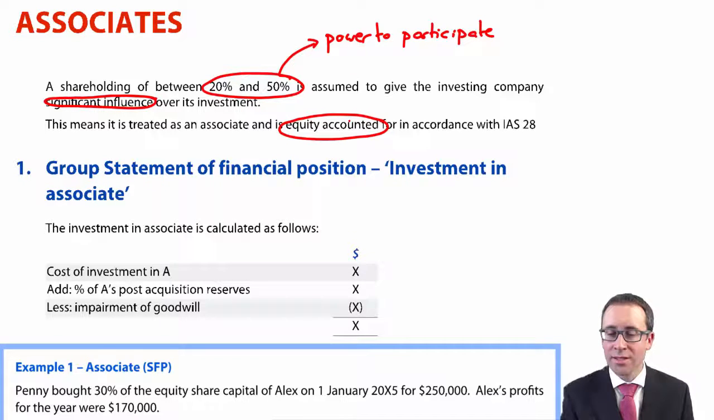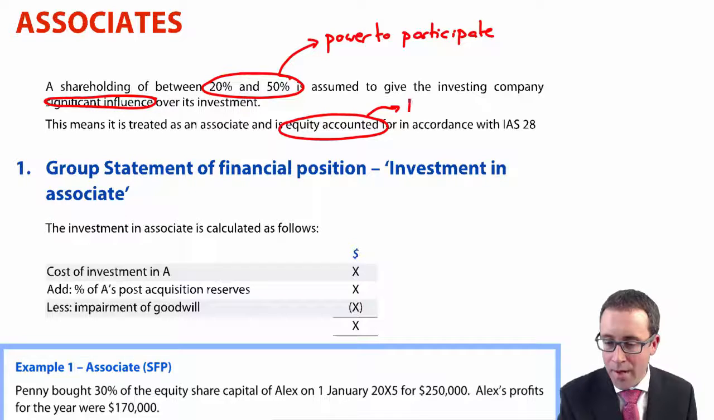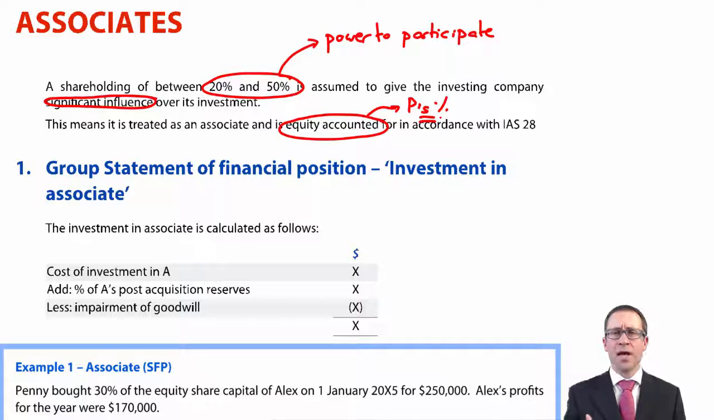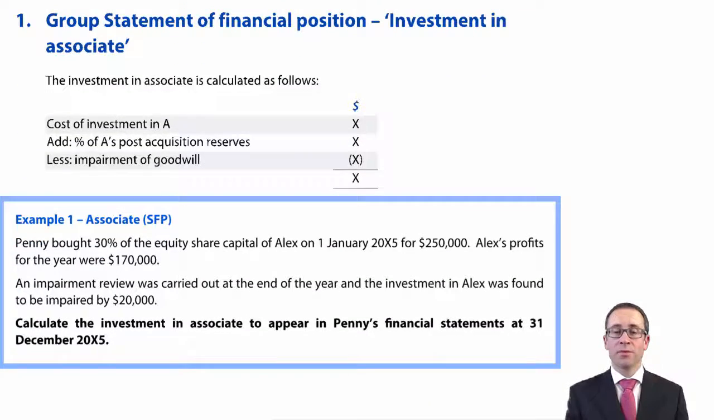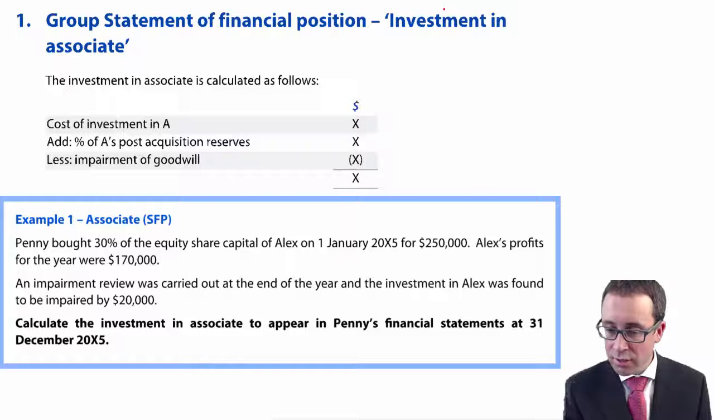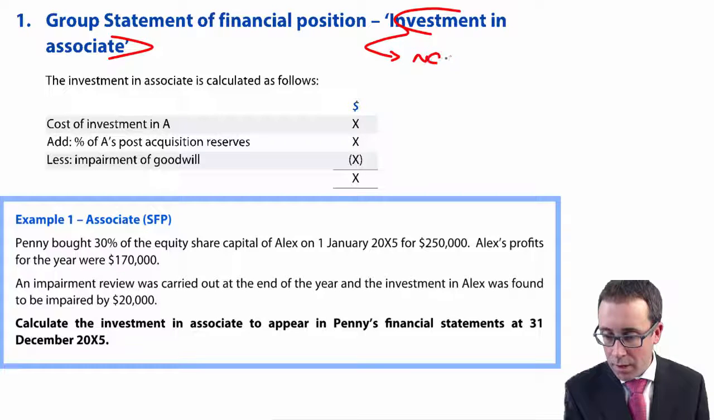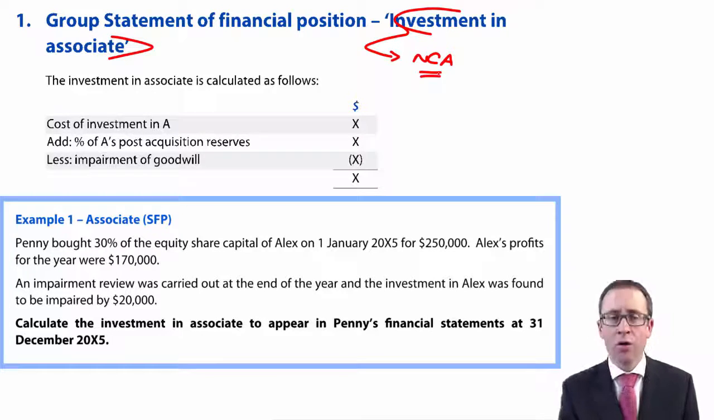And equity accounting, quite simply, is accounting for everything based upon P share. What does the parent own? Okay, and we'll account for everything on that basis. We don't look at things on a line by line basis. We just look at things in one line item on the SFP and one line item in profit or loss. Okay, based upon this equity principle, i.e. the percentage ownership. So if we look at the first bit, the group statement of financial position, what you have there is referred to as an investment in associate. The investment in associate is one line item as a non-current asset.